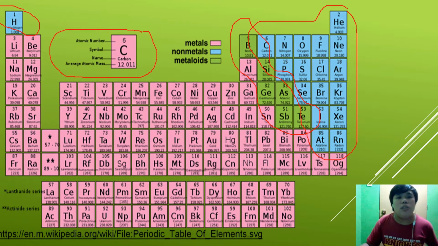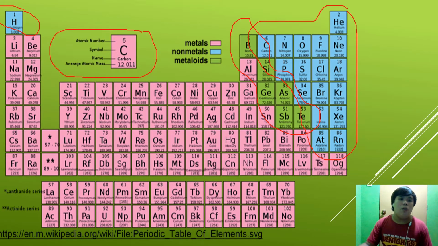With regards to the arrangement, the vertical arrangement, the columns, are termed as group or family. We have 18 groups: 1, 2, 3, 4, 5, 6, 7, 8, 9, 10, 11, 12, 13, 14, 15, 16, 17, 18. And the horizontal arrangement is termed as the series or period.